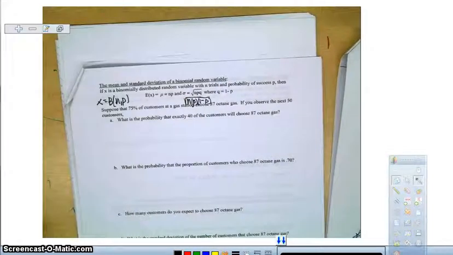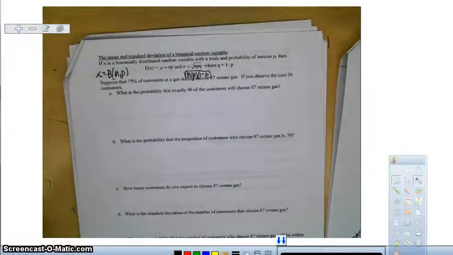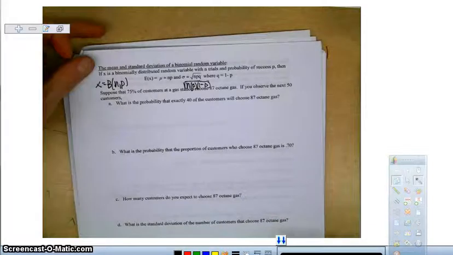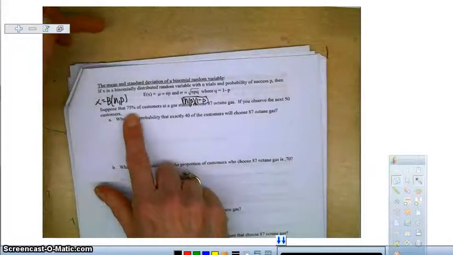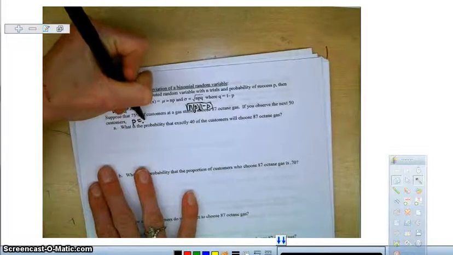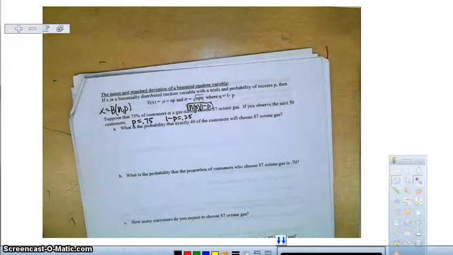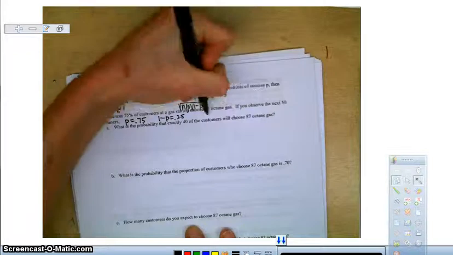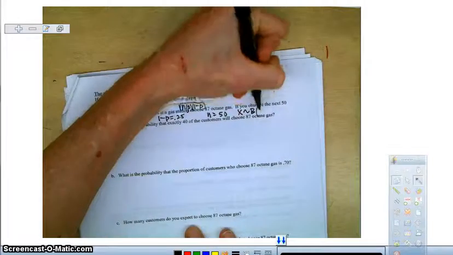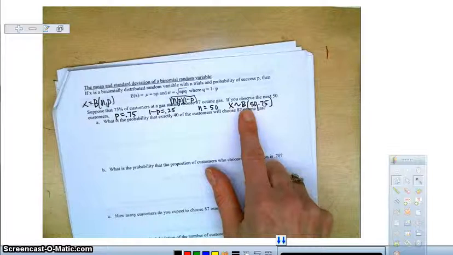Okay, so we just want to find means and standard deviations probably. So actually we're asked to use a binomial distribution here. So we have a little different scenario. Suppose that 75% of customers at a gas station choose 87 octane gas. Well, that's P. Probability of success is 0.75, so 1 minus P is 0.25. And you're going to go observe the next 50 customers, so N is 50. So this means X is binomial with N is 50 and P is 0.75. So there's our distribution. It's a binomial distribution.